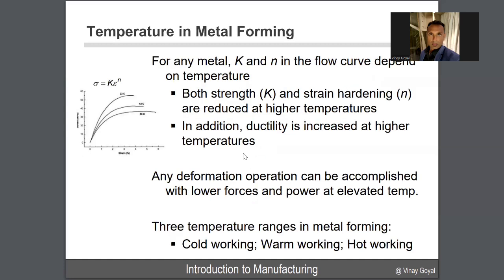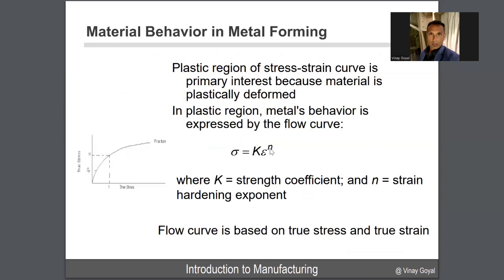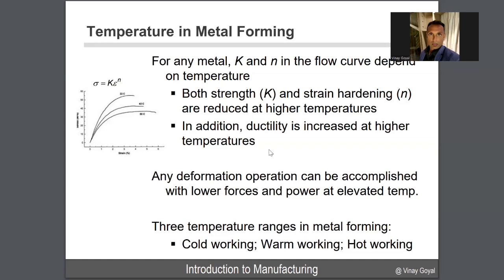When I apply higher and higher temperatures, you can see how the stress strain curve changes. Not only do I increase the ductility, I also decrease the yield strength. So for any metal, this K and this n will change with applied temperature. Both K and n will be reduced at higher temperatures. And not only that, I get higher ductility. So any deformation operation can be accomplished with lower forces and power at elevated temperatures, and we want to take advantage of that.